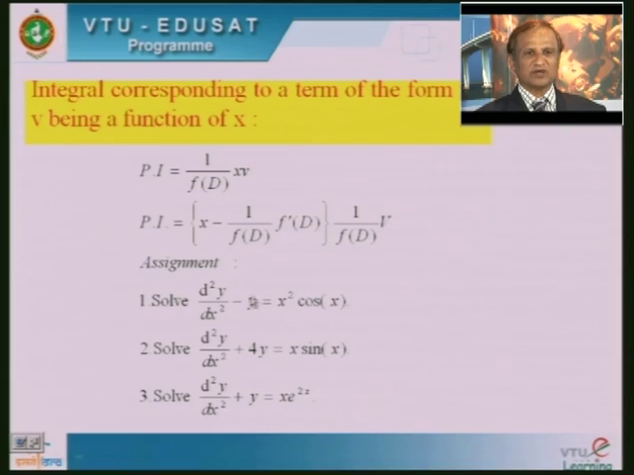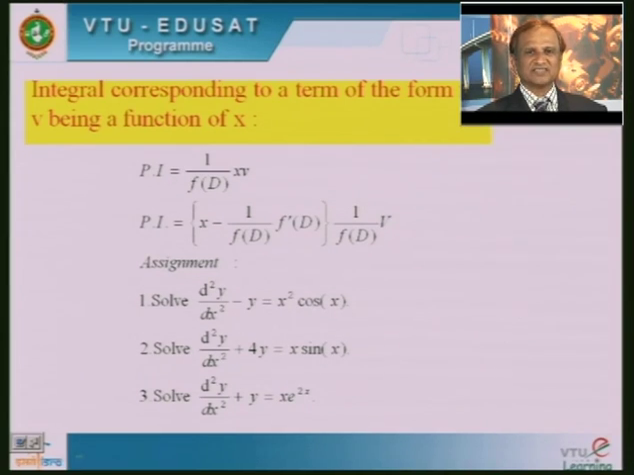You can solve one similar type of example: d square y upon dx square minus y is equal to x square into cos x. You can practice this example. Why am I mentioning this example? There is a specific reason. It is given as x square into cos x.